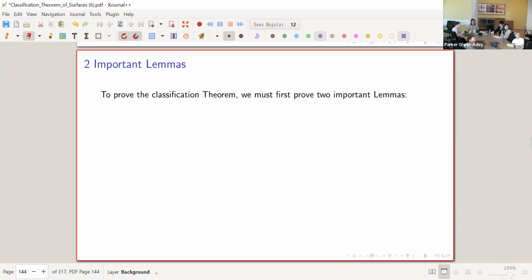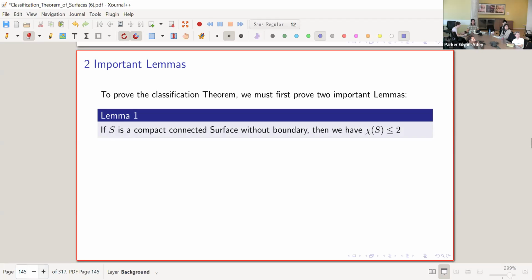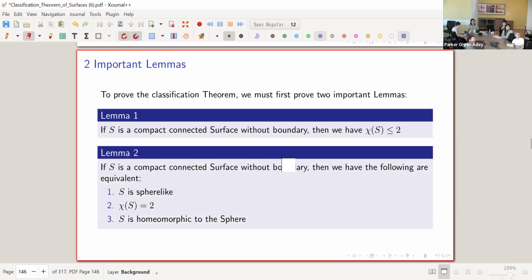But before we prove the theorem, we need to prove two important lemmas that will help us get there. So first, lemma 1: if S is a compact connected surface without boundary, then its Euler characteristic must be less than or equal to 2. So we'll prove this. And we'll also prove that the following three statements are equivalent.